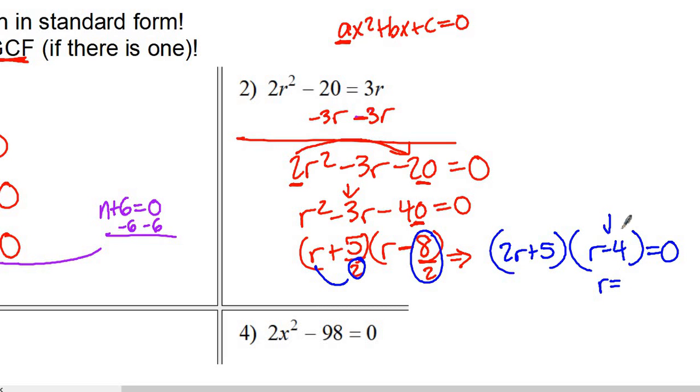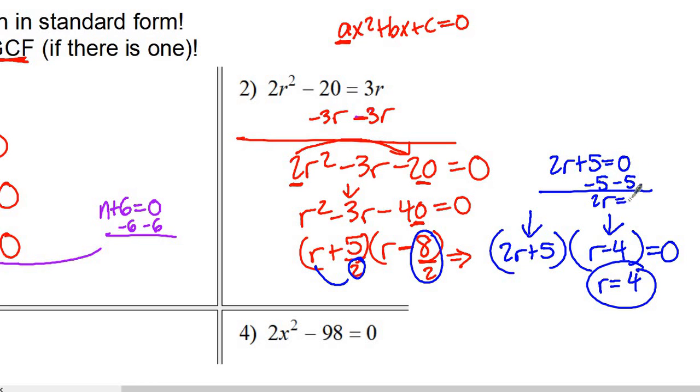So right here, this parentheses would equal 0 when r is 4. And this parentheses, it's a little bit hard to do that off the top of our head, but I'll show you a shortcut in just a sec. So let's set that parentheses equal to 0 because that's going to tell us what the solution is. So when we divide this by 2, we would get r equals 5 over 2.